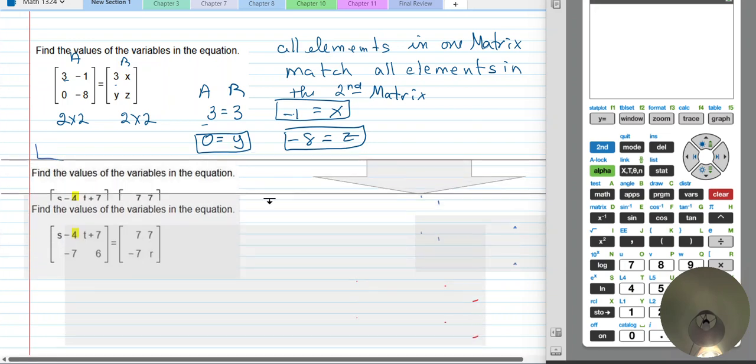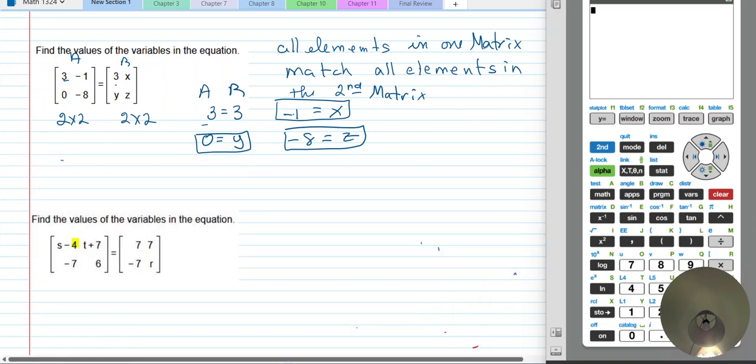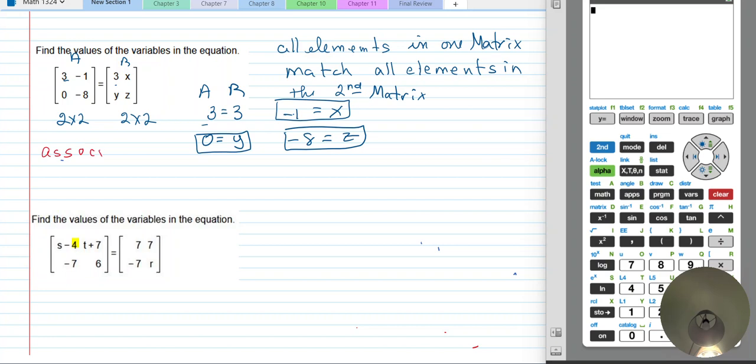So what do we do here? Let's talk about that. So we associate each row column position to match the other matrix.